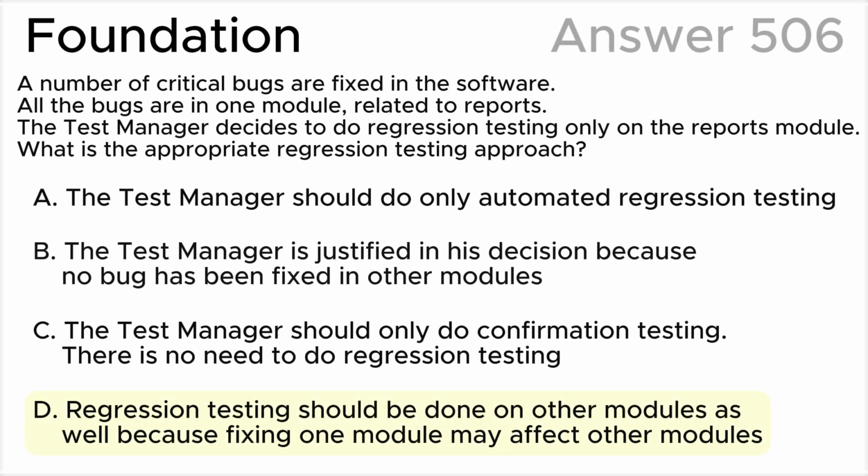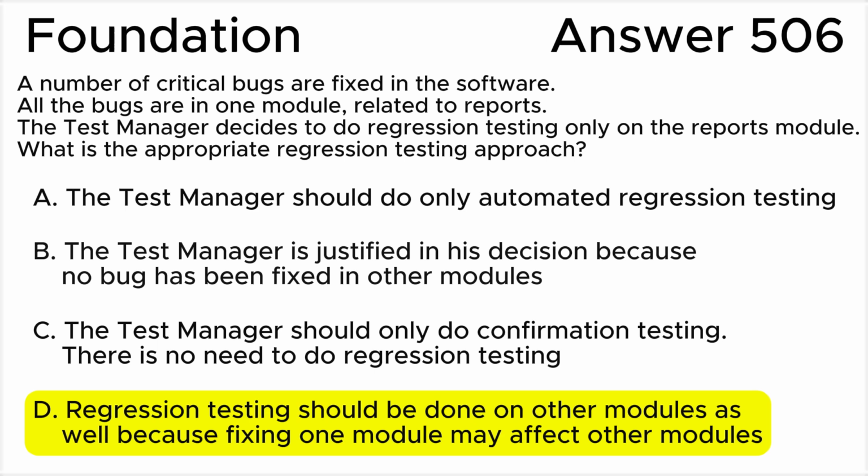Correct answer is D, according to ISTQB Syllabus. When fixing critical bugs in one module, the reports module, there is a risk that these changes could have unintended side effects on other parts of the system. Modules often interact with each other.